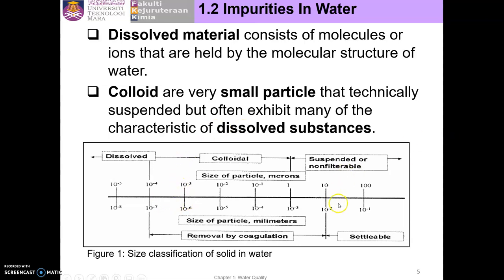Okay, so this is the size distribution. Okay, so kalau dissolve, kita tak maybe tak boleh dapat tengok dengan mata kasar. Okay, this is suspended. Okay, so basically yang ni kita boleh tengok lah. Okay, kita nampak daripada luar dalam air tu. This is suspended. And kat tengah-tengah dia is colloidal.